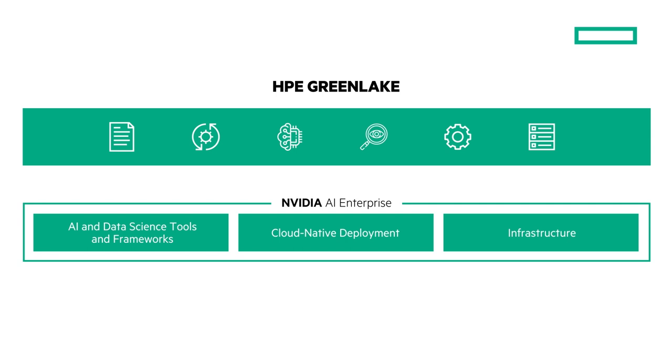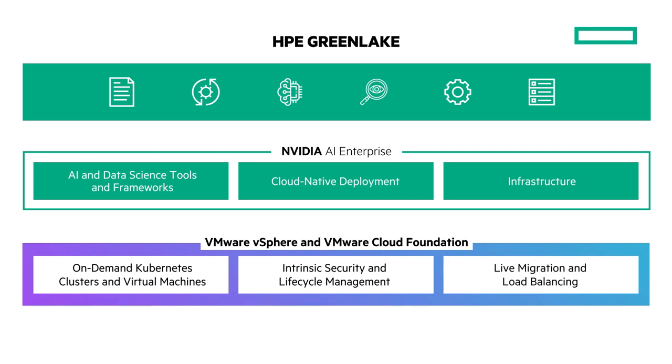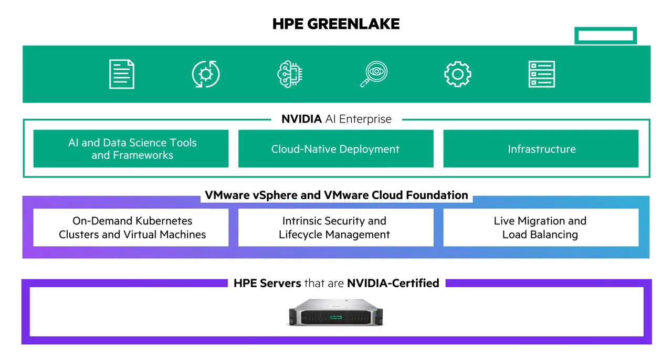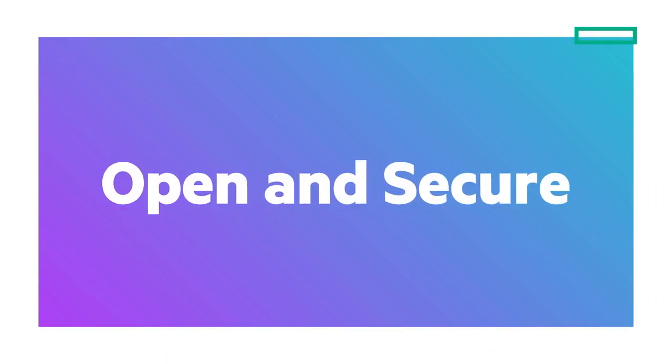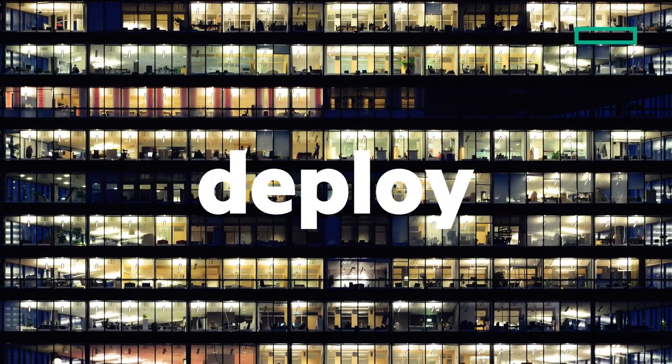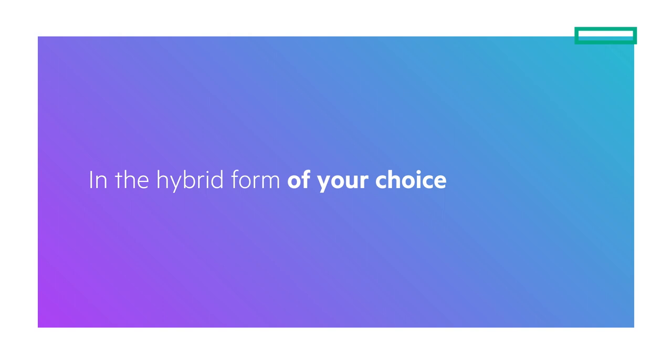HPE gives you the best AI technology in the industry through proven partnership with NVIDIA and VMware, while keeping applications and data under your control and infrastructure costs predictable with HPE GreenLake. HPE GreenLake is the flexible, open, and secure edge-to-cloud platform offering professional services to set up and deploy your AI applications. It's the cloud that comes to you in the hybrid form of your choice.